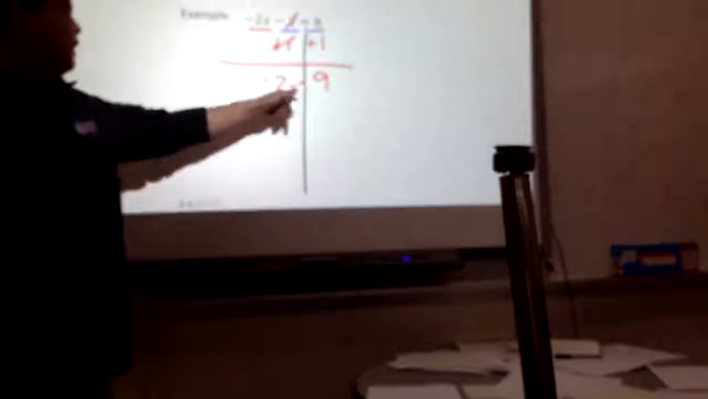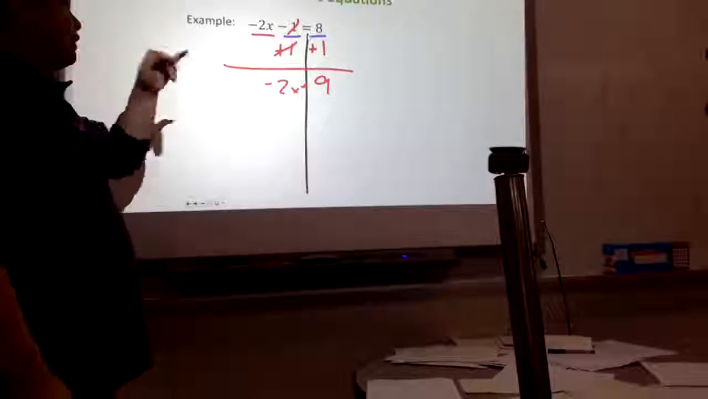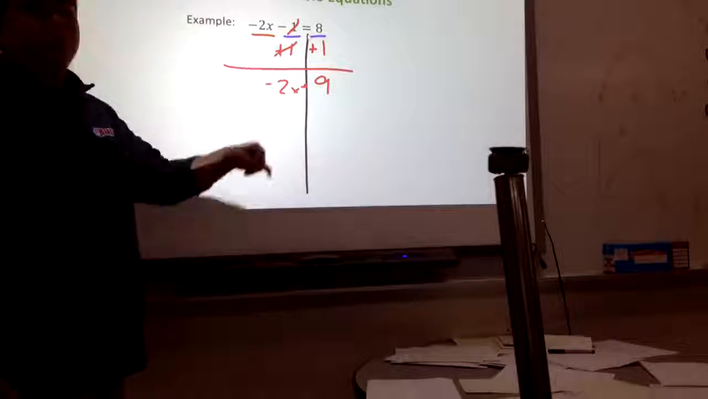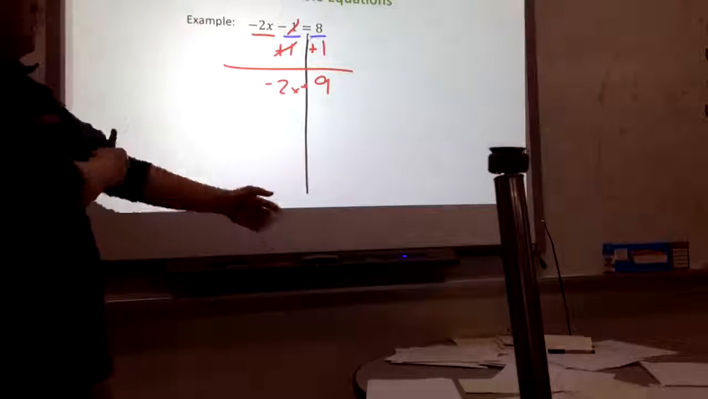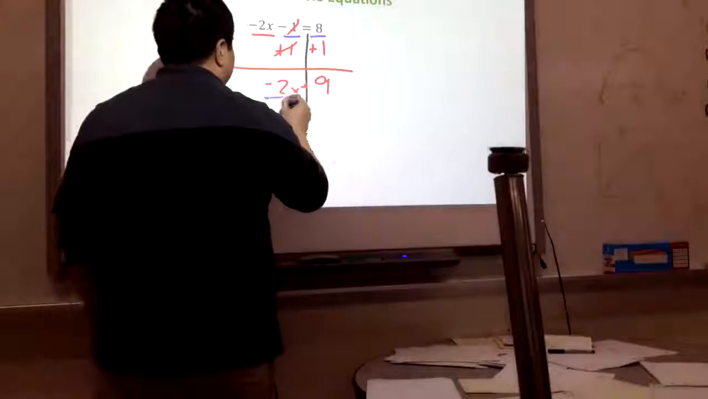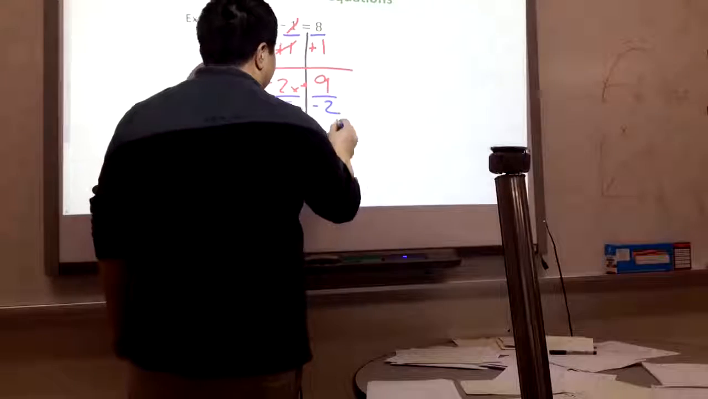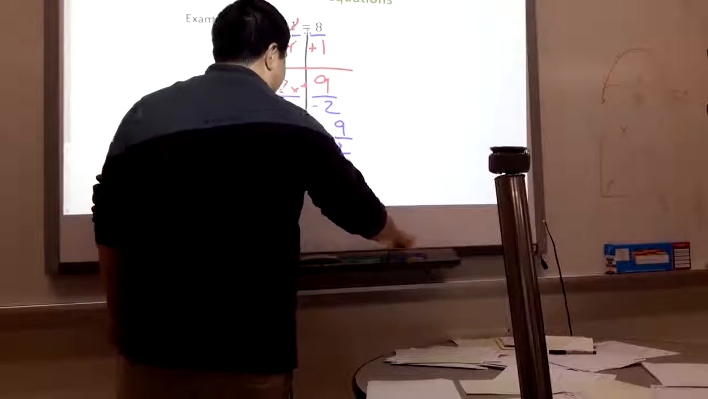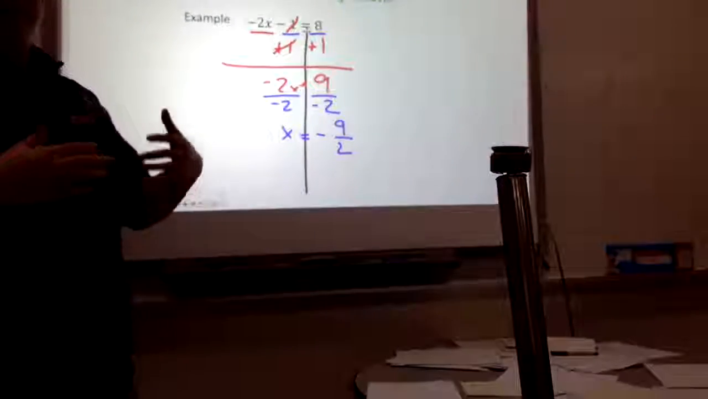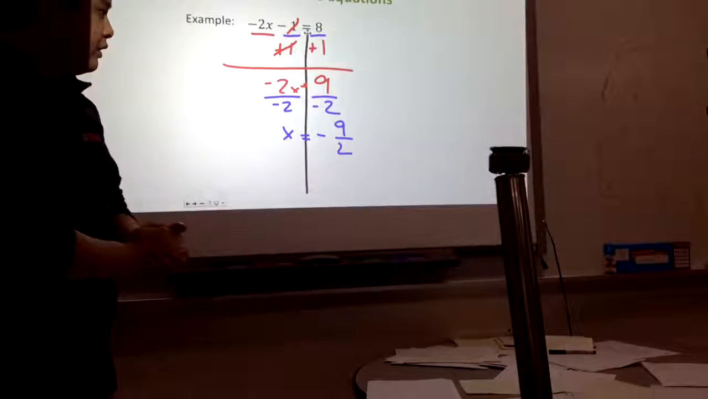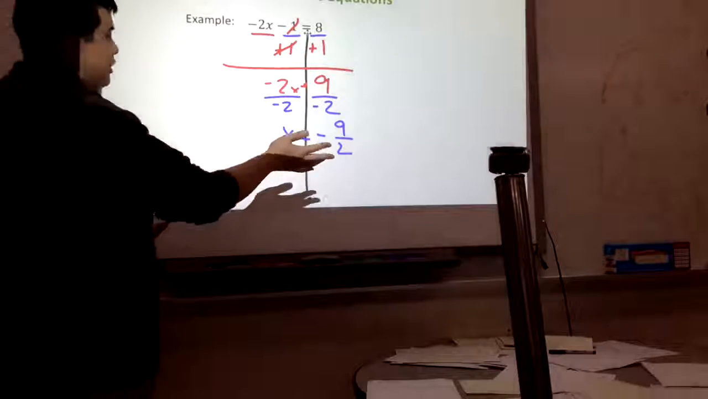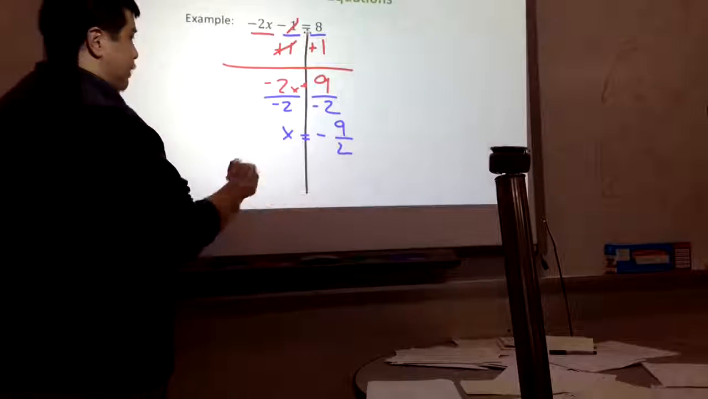We're on step 3, which is to isolate this x by doing division. Specifically, because this is negative 2 times x, we're going to do the opposite. We're going to divide by negative 2 on both sides. This is x equals negative 9 halves. I am perfectly fine with an improper fraction. In fact, I prefer it, because it's easier to do the check with fractions.